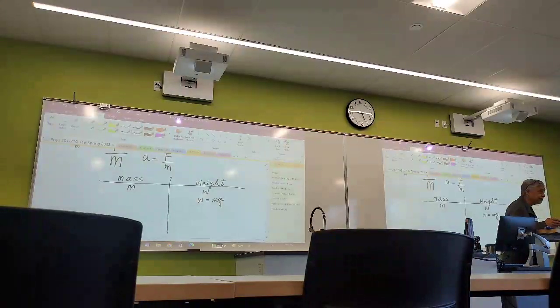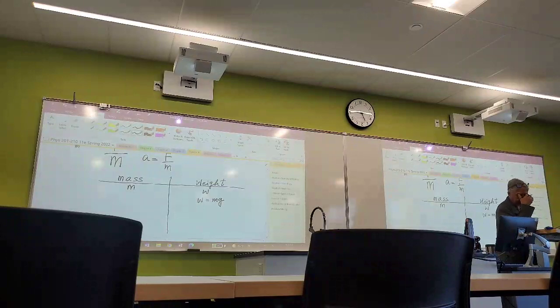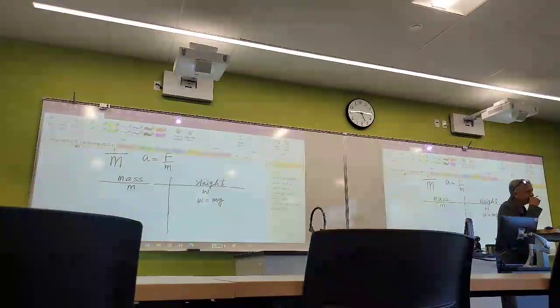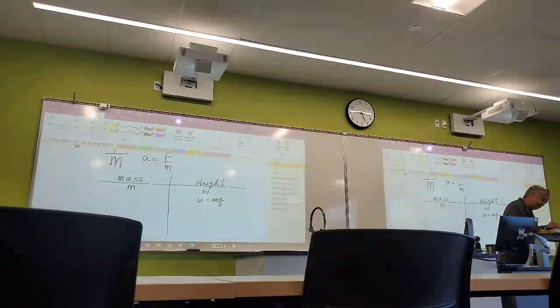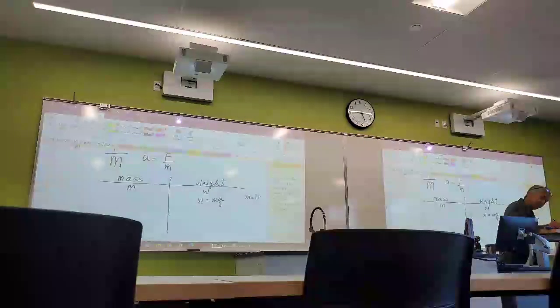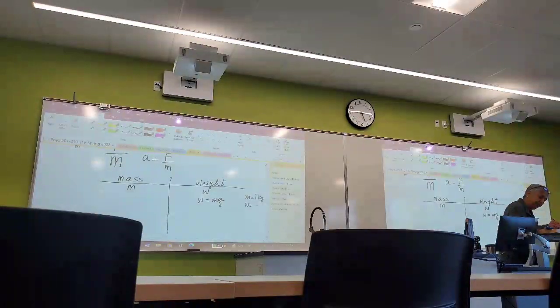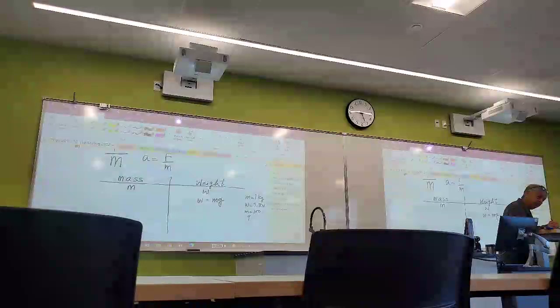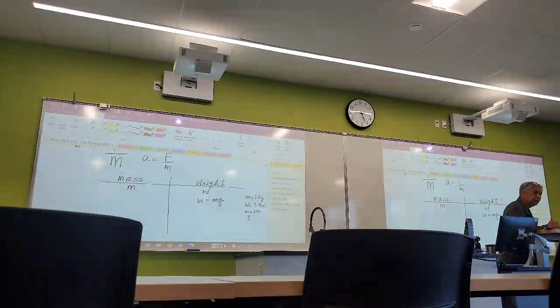So if the mass is more, will the weight be more? Yeah. Let's say if the mass is 1 kilogram, how much is the weight? 9.8 Newton. Okay. If the mass is 100 kilograms, how much is the weight? 980 Newton. So one is measured in kilogram, the other is measured in Newton, right?